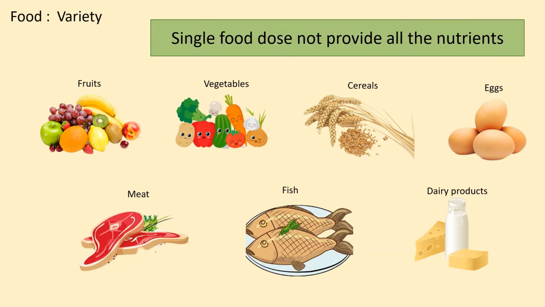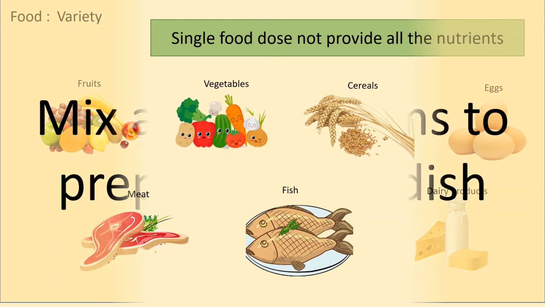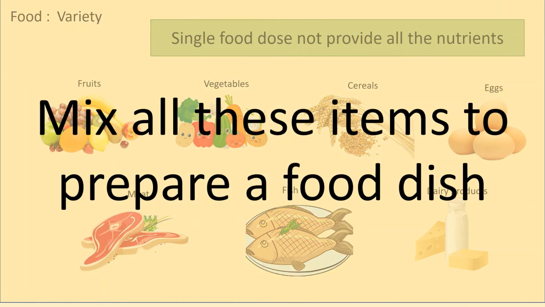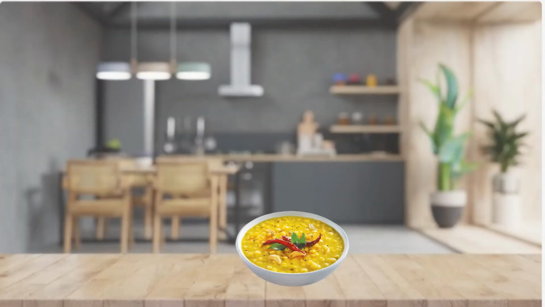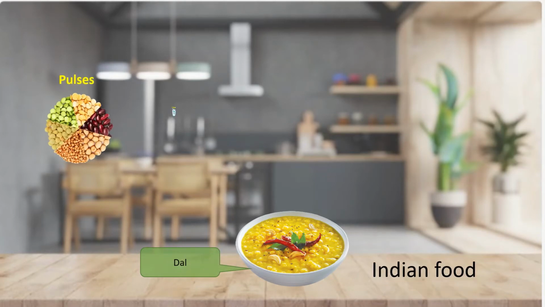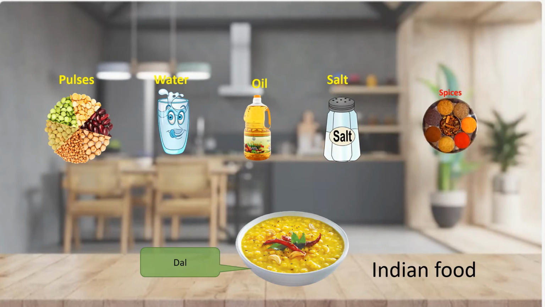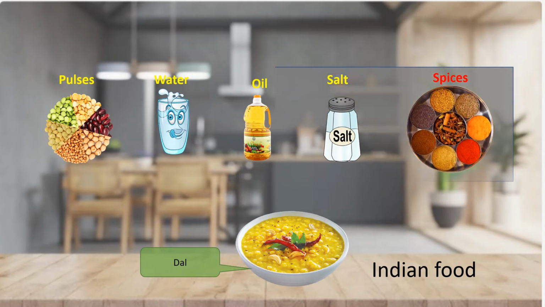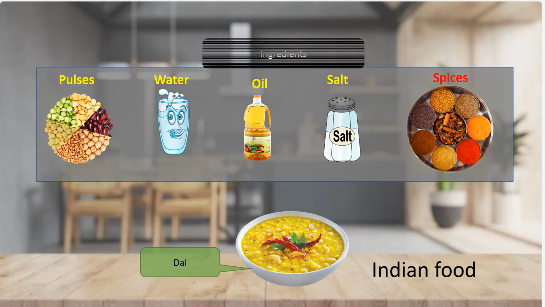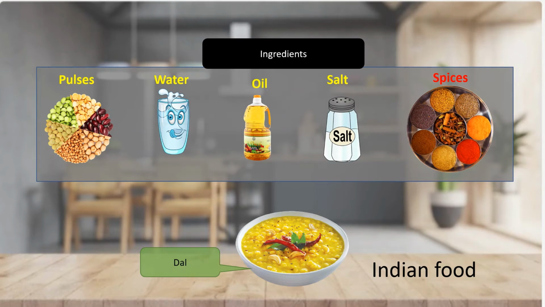However, a single food does not provide all the nutrients. Therefore, we mix all these items to prepare a food dish. For example, dal. Dal is a famous Indian food dish which is prepared by the mixture of pulses, water, salt, oil, and spices. And the materials that are used to prepare a dish are called ingredients.